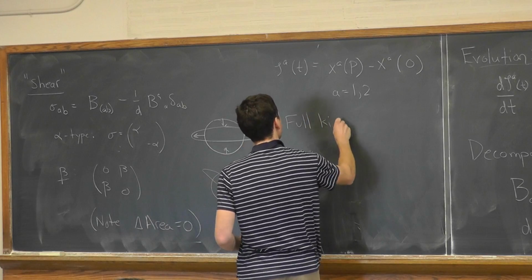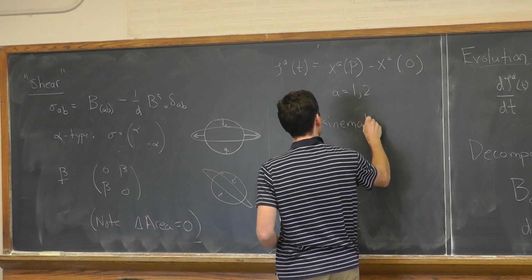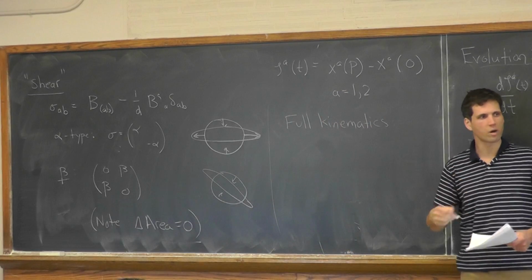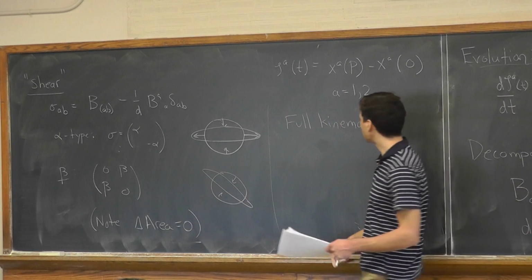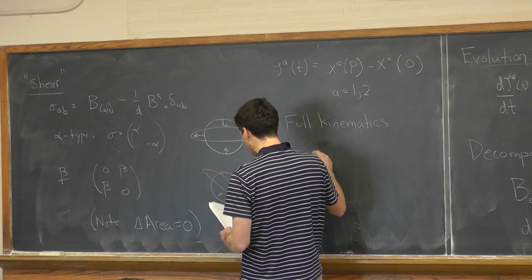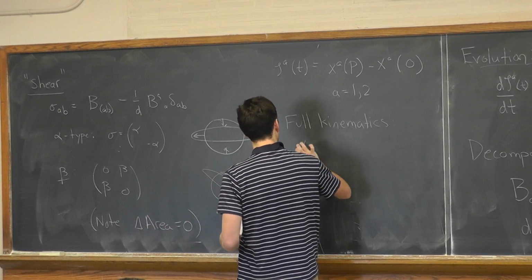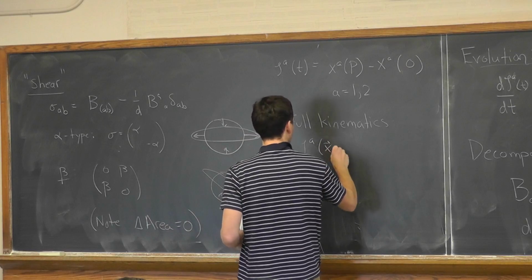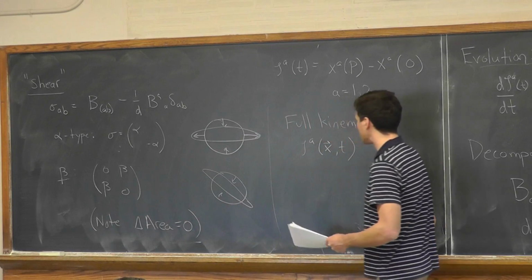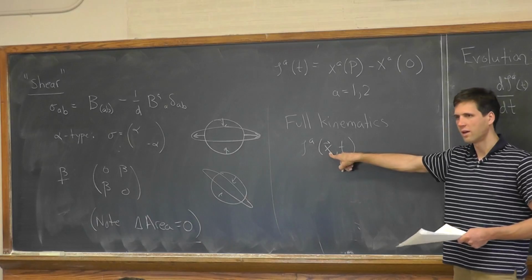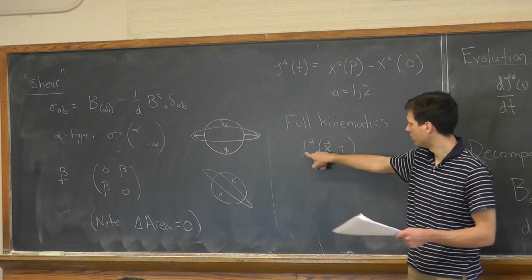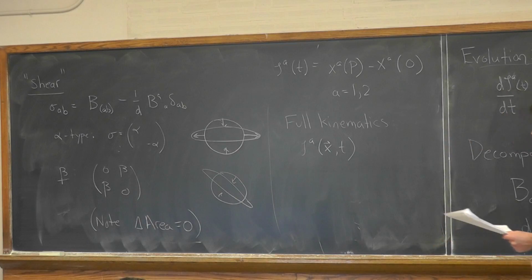Now, we've talked here so far about one particular point on the sheet and what's happening to the nearby points, but it's clear that the full kinematics of this medium is going to be described by a vector field zeta A of x comma t, where at any point x we have the dynamics around that point zeta.